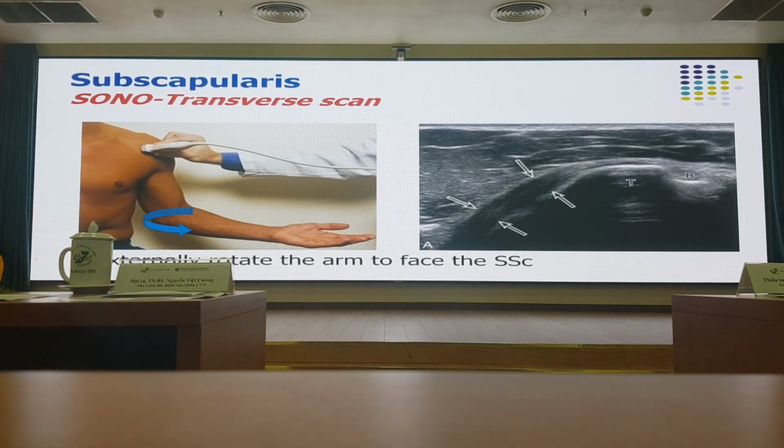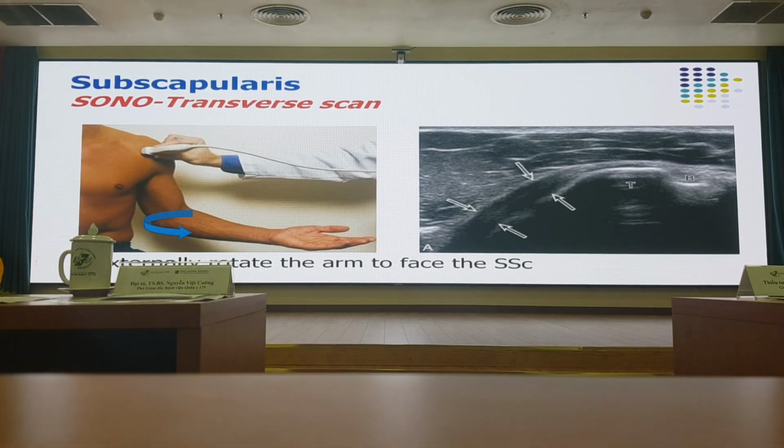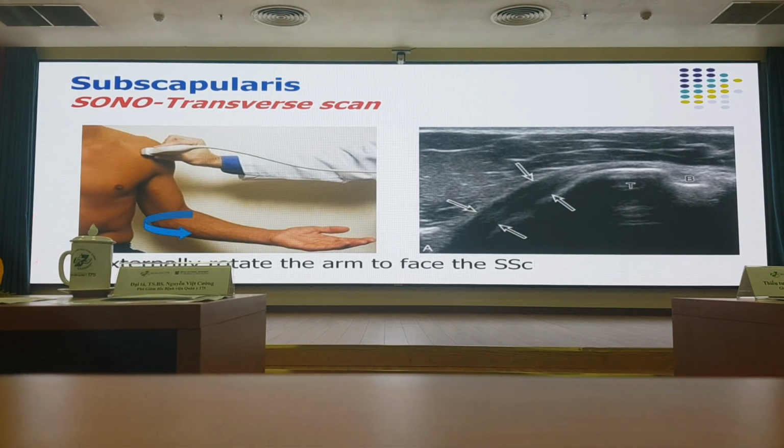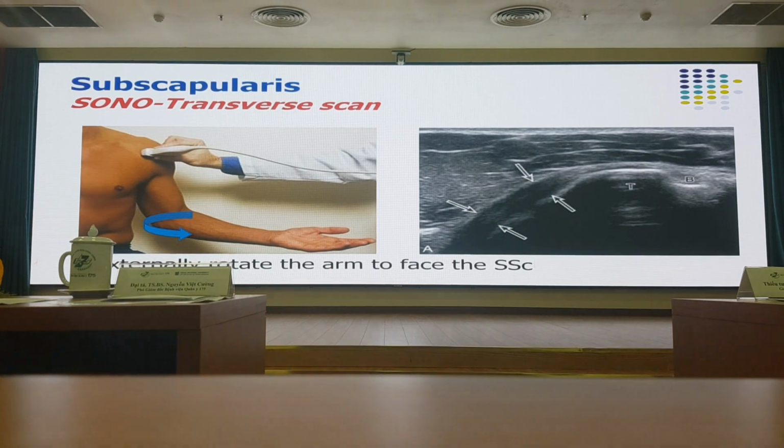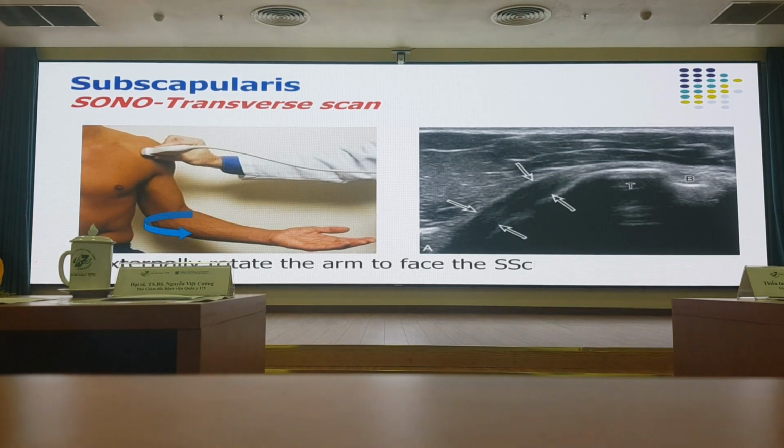In the transverse scan, you can see the biceps tendon here, and just on the medial side, you can see the lesser tuberosity, and the subscapularis tendon crosses around here.